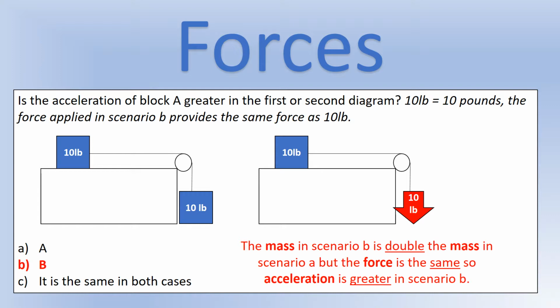But what is going to affect it is the mass of the whole system. So on the left, the mass of the system is 20 pounds because we add them together. On the right, the mass of the system is 10 pounds. So we have half the mass, but we're using the same force to accelerate the system. So if you have the same force but half the mass, you're going to get double the acceleration with the system on the right, which is why the answer is B.